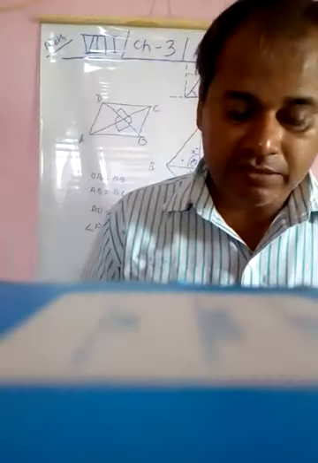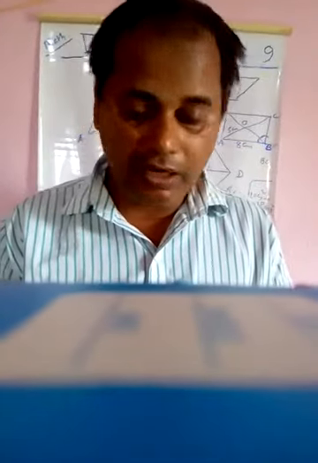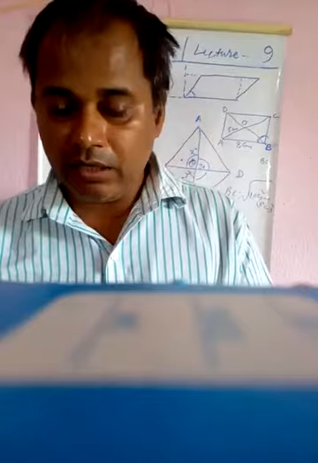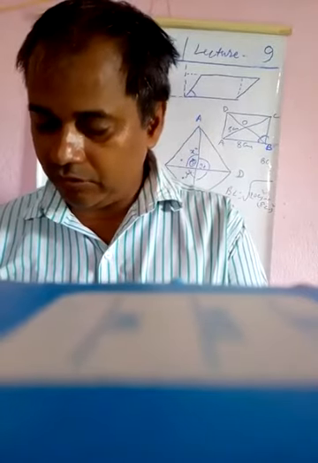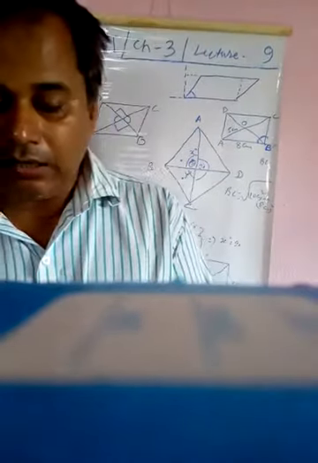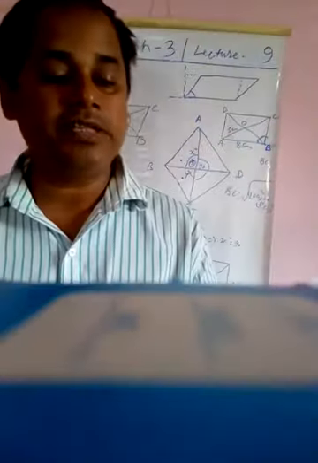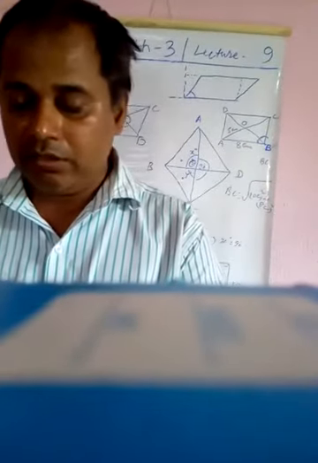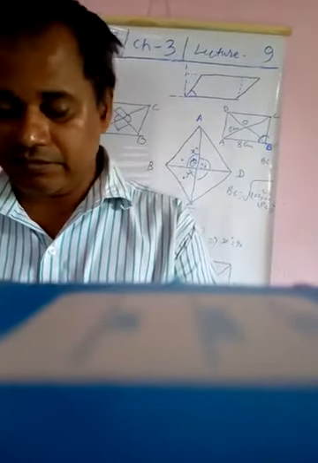Exercise 3.4 is there. Some questions are there. You have to solve all the questions. And on page number 47, it is to sum up. The summary of this chapter is there. You have to remember all the points of this exercise.